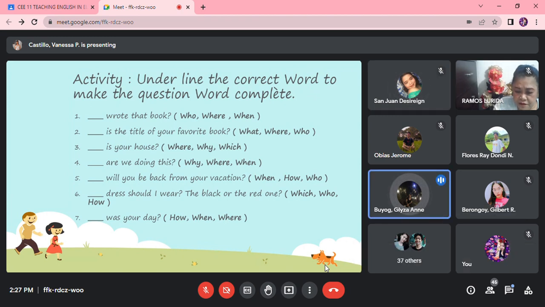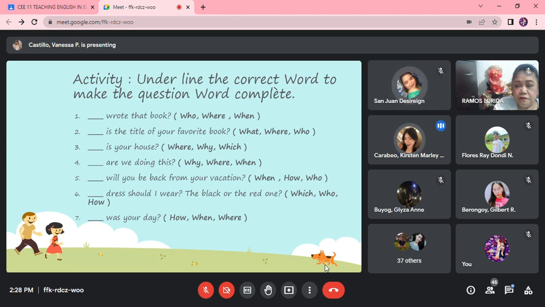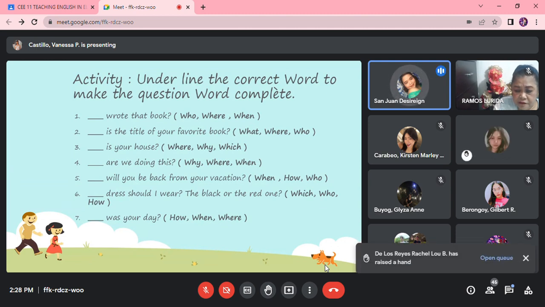Blank, will you be back from your vacation? When? Yes po, correct. Next po. Carabay. Okay po, Carabay. Which dress should I wear? The black or the red one? Yes, correct. And the last one is, who wants to answer po?